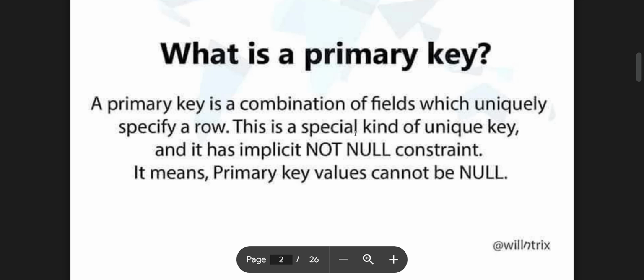What is primary key? Primary key is a combination of fields which uniquely specify a row. This is a special kind of unique key. It has an implicit NOT NULL constraint. That means primary key value cannot be null.